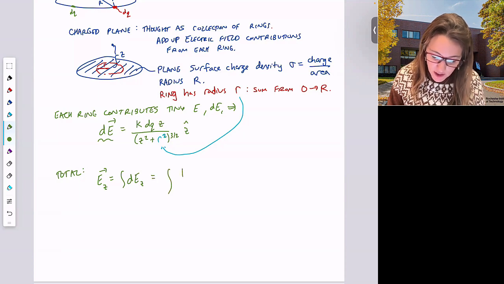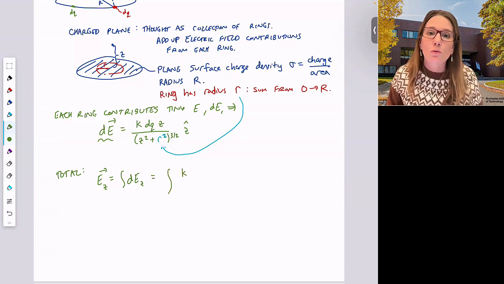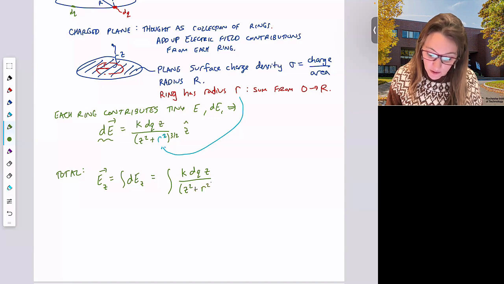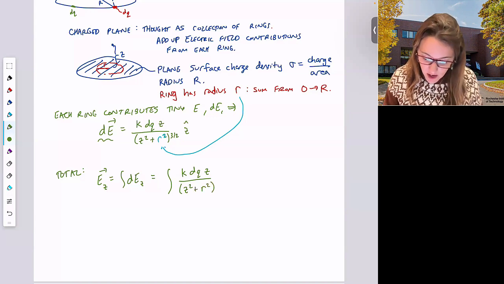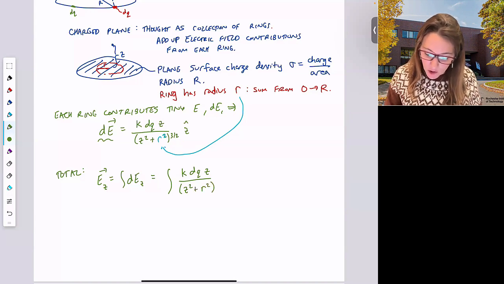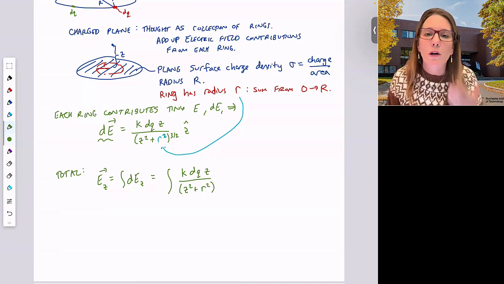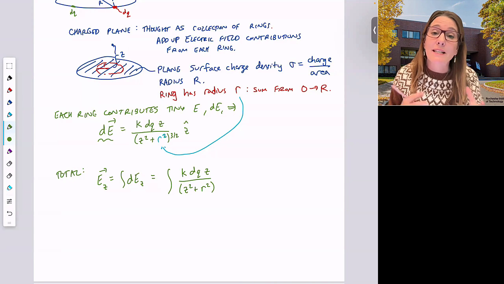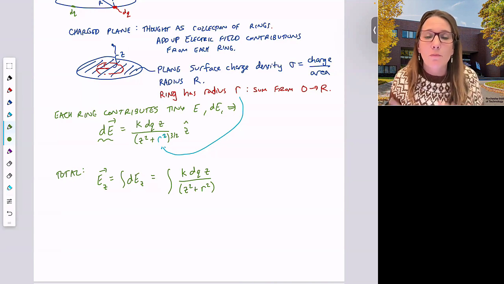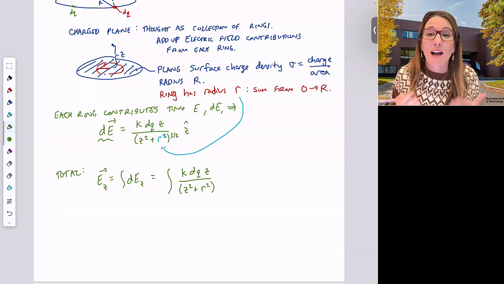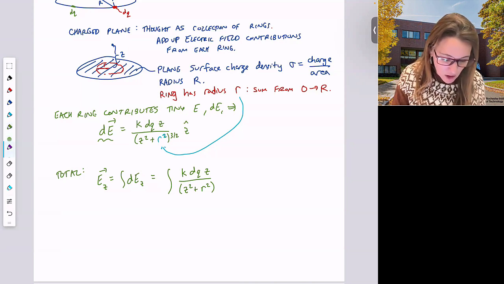So we have the integral of k dq. We'll talk about dq in a second. I'm just going to plug this in here: dq z over (z squared plus little r squared) to the 3/2. And we're going to integrate this eventually from little r being 0 to little r being big R, but we want to first have something where we have a dr, so we need to work with this dq.